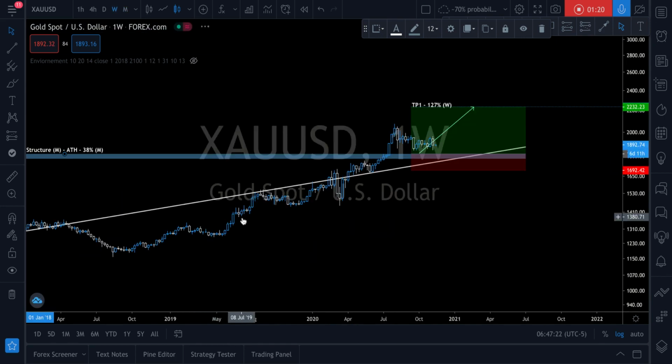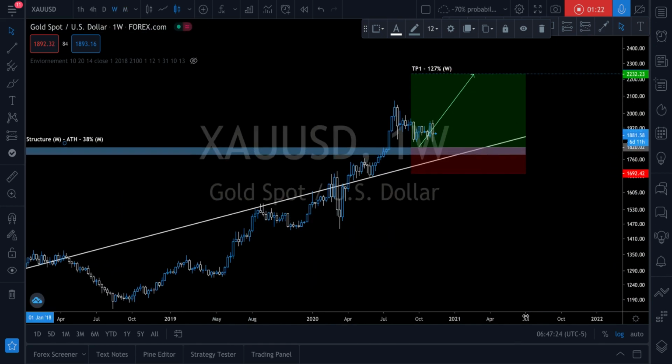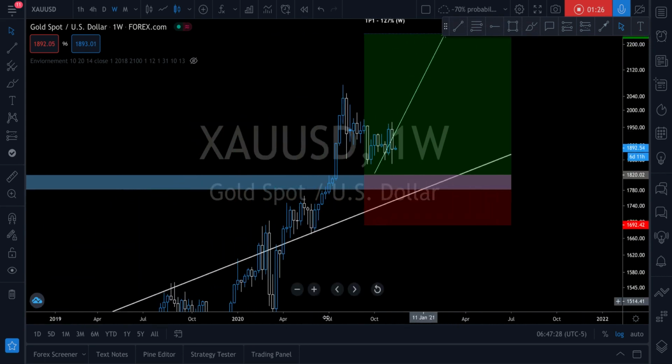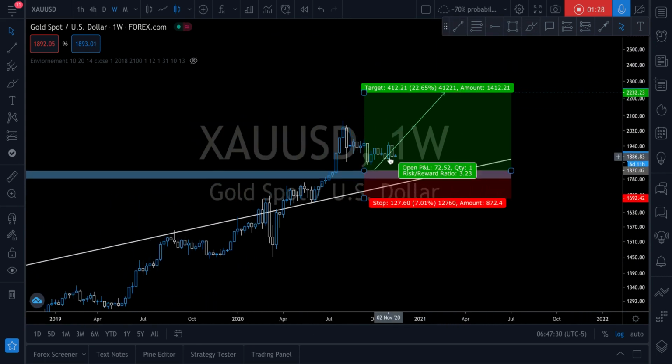So let's go down to the lower time frames real quick, see if we could identify and spot anything interesting going on here. Nothing really interesting going on here. Let's see.